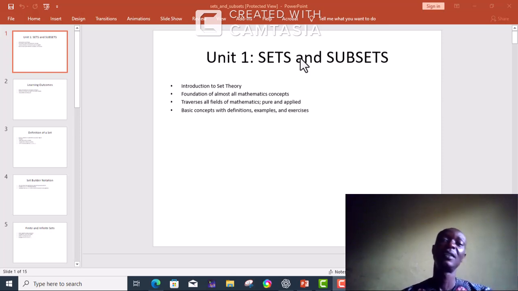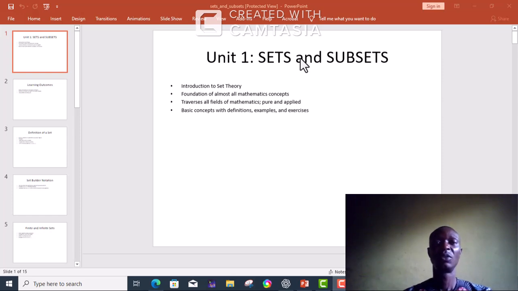In this lesson, the course is divided into four modules: Module 1, Module 2, Module 3, Module 4. Each of the modules is divided into 4 units, except for Module 2, which is subdivided into 3 units. The first in Module 1 is Unit 1, and Unit 1 is titled Sets and Subsets.